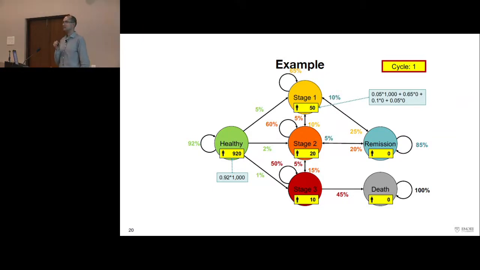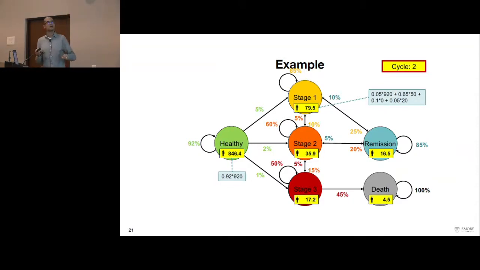To get these 50, how many arrows are there to get to the stage one health state? There's the one coming from healthy, one coming back from stage one, one coming from remission, and one coming from stage two. So there were 1,000 people in the healthy health state, and 5% of 1,000 came into stage one. 65% of the original zero stayed in stage one. 10% came from remission, but there were zero patients in remission. And 5% came from stage two, but again, there were zero patients in stage two. So far so good, I hope.